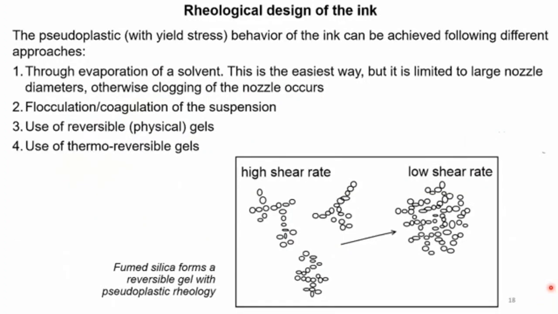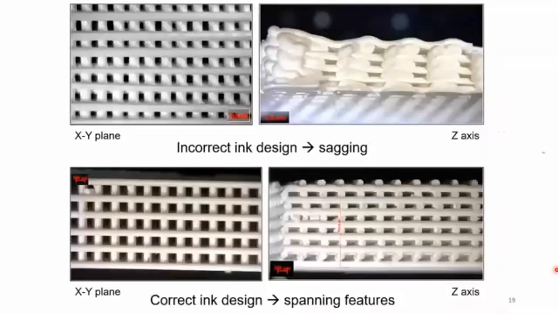You can achieve this control of the rheology either through evaporation of the solvent, or you can work with coagulation of suspension, or you can use either thermal or physical reversible gels. For instance, fumed silica forms a reversible gel with pseudoplastic rheology. You can see here an example of an ink that was not optimized: no problems for the control of the shape in the XY plane, but in the Z direction, you can see the deformation, the sagging of the structure, because the material didn't have enough pseudoplastic behavior. But after optimizing the ink, you can see that you can retain the porosity also in the Z direction.